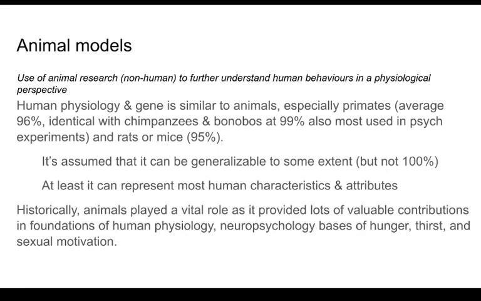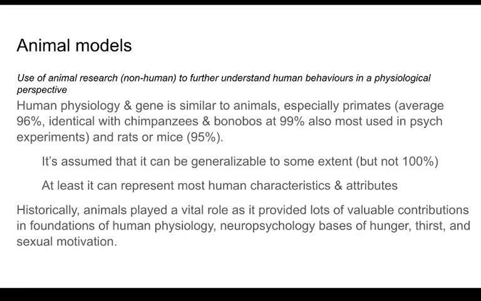So let's say for primates, they have an average of 96% similarity, with the most identical being chimpanzees and bonobos at 99%. Or rats and mice are often at around 95%. So that's quite good for generalizing to human characteristics or attributes.